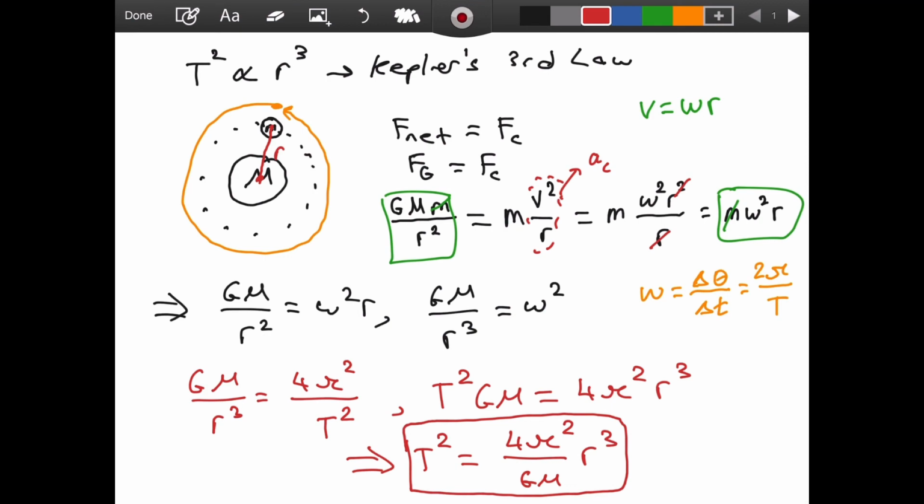And this is actually the period of a satellite, for example, orbiting the Earth. And this is Kepler's third law. As you can see, T squared is proportional to r cubed, and this thing, 4 pi squared divided by GM, is our proportionality constant.